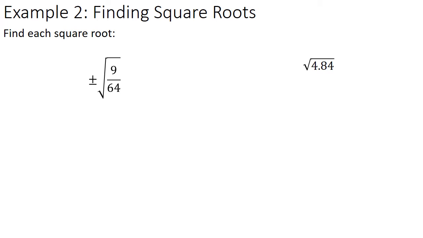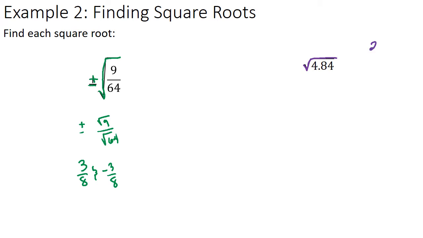So continuing on here, we see that we have plus and minus the square root of 9 over 64. So as we look at this, we know that we can rewrite this as plus or minus the square root of 9 over the square root of 64, which means that we are going to be looking for 3 over 8 and negative 3 over 8 for our answer. Okay. Now as we look at this next one right here, we're looking at the square root of 4.84.